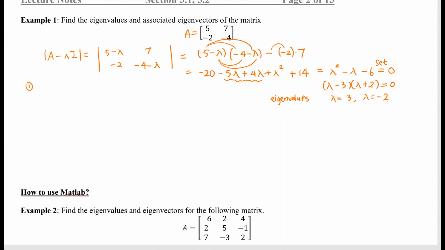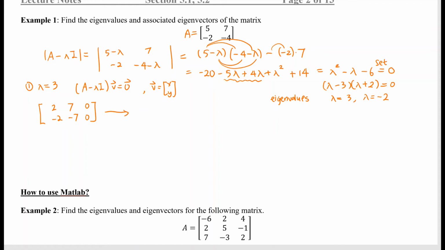And then for each eigenvalue, let's say lambda equals 3, we want to solve the system A minus lambda I times v equals 0. Let v be (x, y). This is the same as solving the augmented coefficient matrix A minus lambda I, where lambda is 3. So you plug in here. 5 minus 3 is 2, and we have 7, minus 2, and minus 4 minus 3 is minus 7. The right hand side is the 0 vector, so that's why the third column is just zeros.